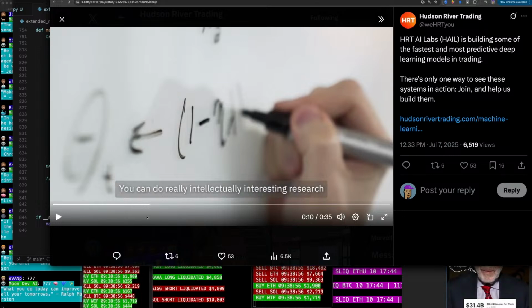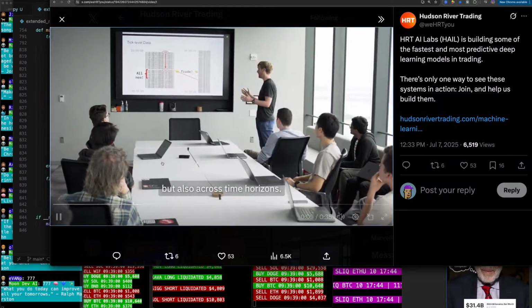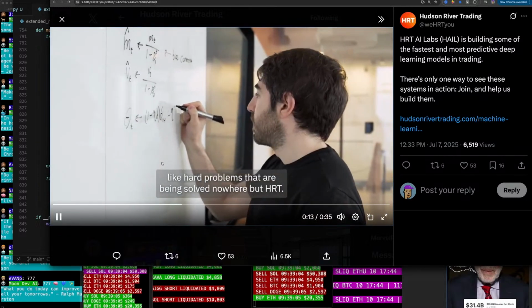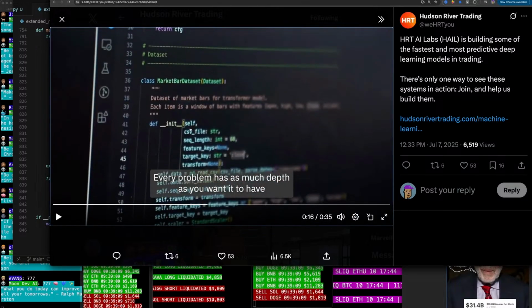I like that. It's important to know. World, but also across like time horizon. You can do really intellectually interesting research, like hard problems that are being solved nowhere but HRT. Every problem has a market bar dataset of market bars in transform model.